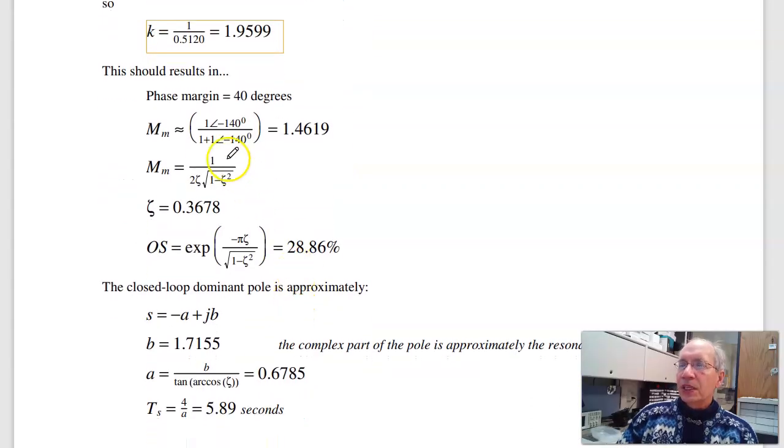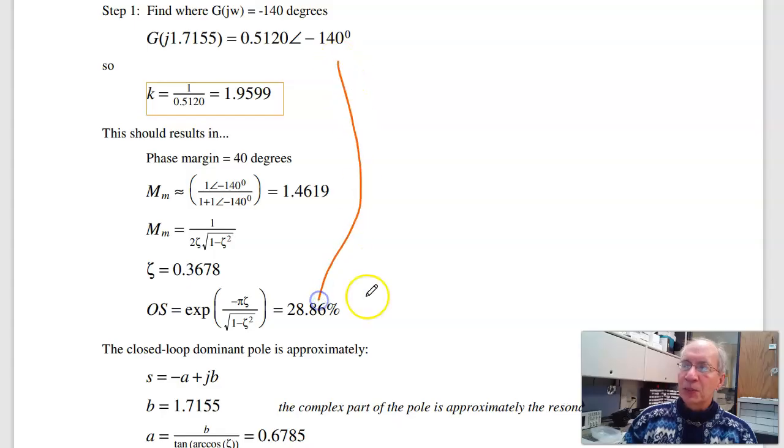What that should do is the resonance then is roughly G over 1 plus G. Assuming this is my resonance, the resonance is 1.46. That gives you a damping ratio of 0.36, gives you 28% overshoot. So a 40-degree phase margin is the same thing as 28% overshoot. Different way of saying the same thing.